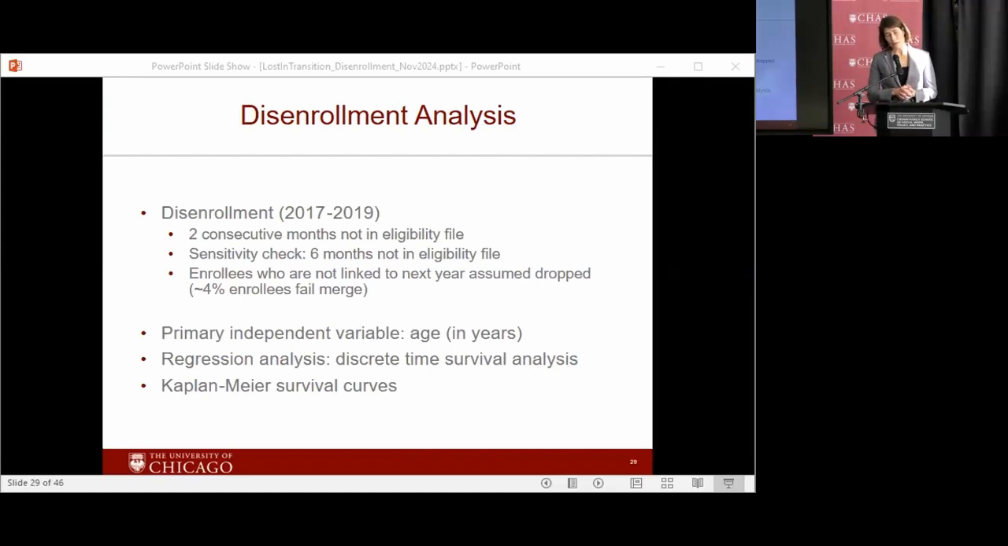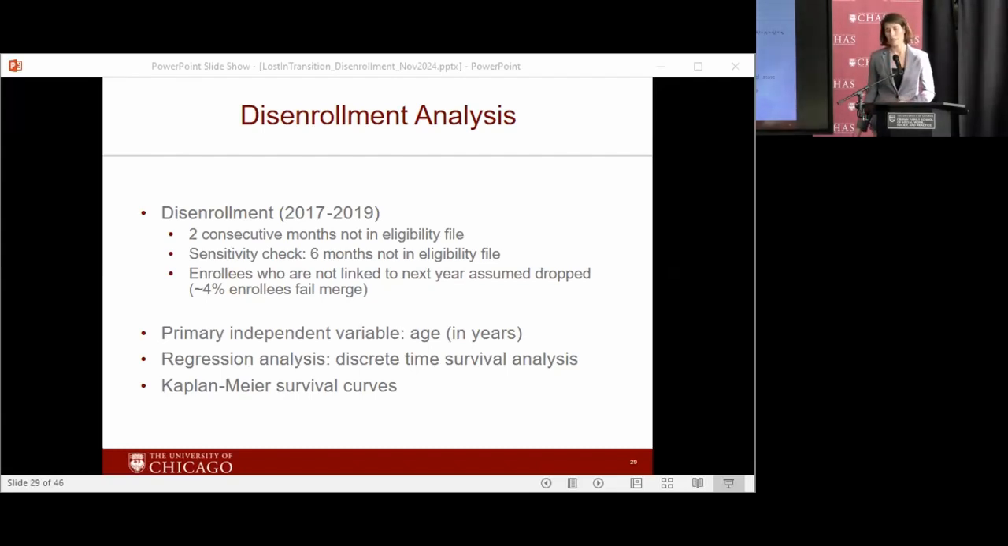The primary independent variable is going to be age. That's what we've been talking about the whole time. We're going to measure enrollment at various ages. We're going to use a discrete time survival analysis, and then I'm also going to show you at the end some Kaplan-Meier survival curves.